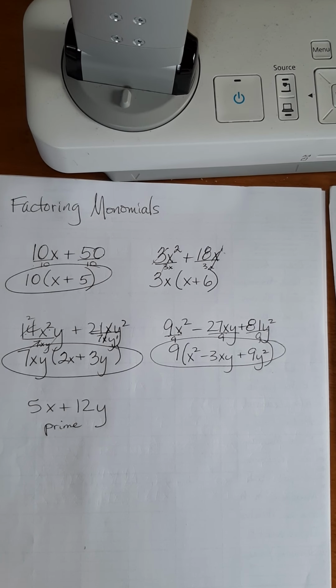I was trying to think of anything weird. Factor by grouping is kind of like greatest common factor, but we won't get to it yet.